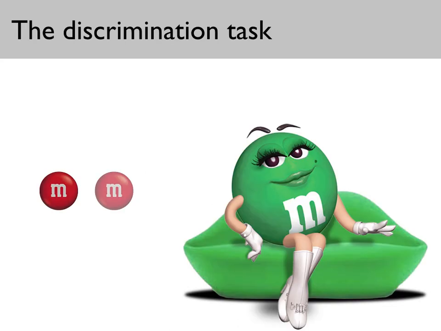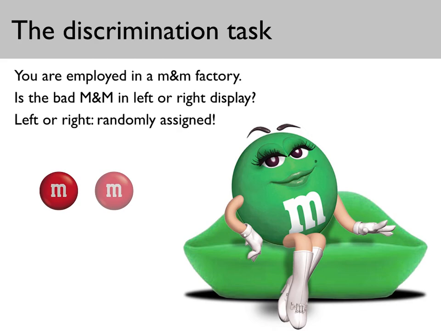This is the discrimination task. In this task, you simply say which of two options contains the stimulus. Again, let me give you some examples. Now, tell me whether the bad M&M is on the left or on the right. Importantly, whether it's on the left or right is randomly varied from trial to trial. Here we go.